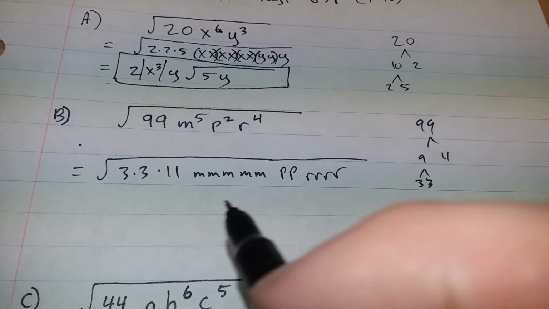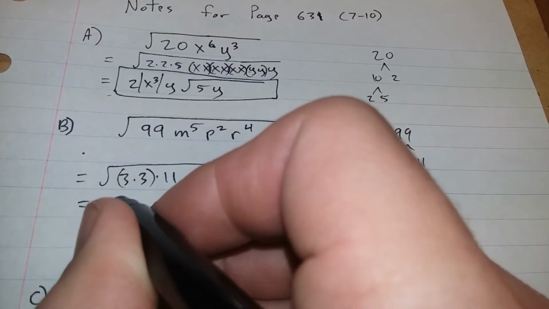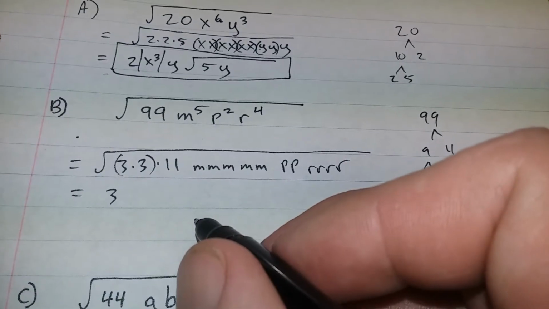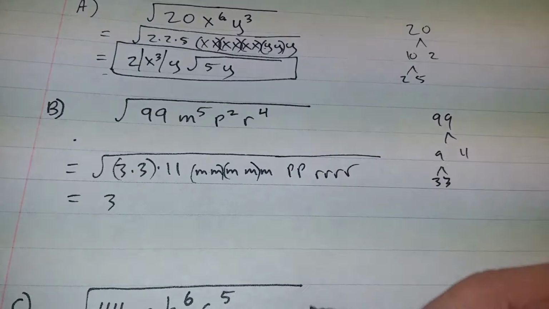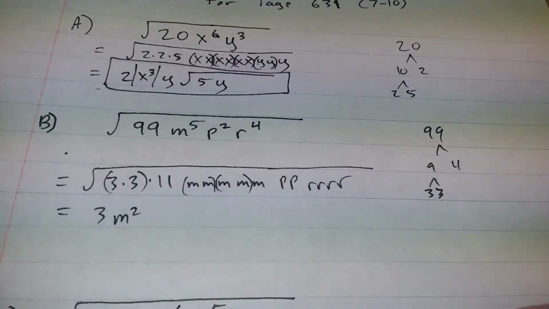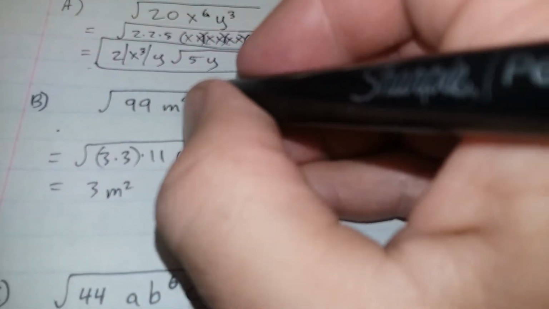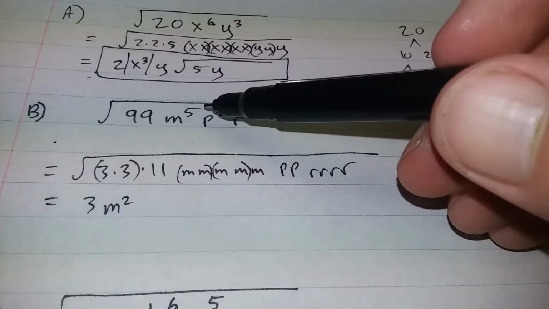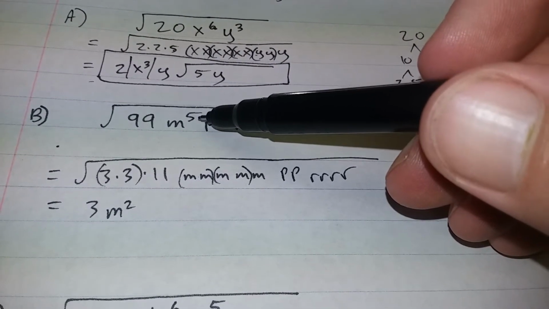Okay. We can pull out a 3. One pair of 3's. Okay, the 11 has to stay in. It doesn't have a pair. We have 2 pairs of m's, so we can pull out an m squared. We have 1, 2, so the exponent's 2. 2 pairs. Notice it's going from odd, it's under the root and the exponent's odd. We don't have to worry about there being an absolute value sign.